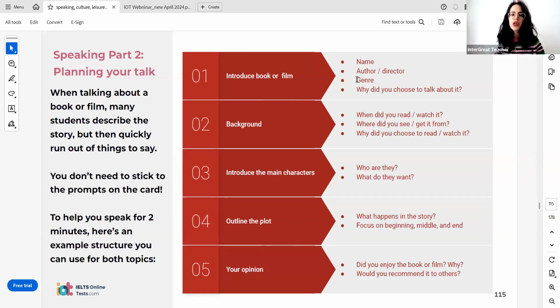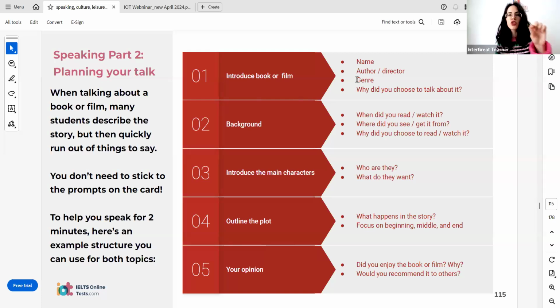Then in part three, you will introduce your main characters. So who are they? What do they want? Then you outline the plot. Plot means the general story. So what happens in the story? What happened at the beginning? What happened in the middle? What happened at the end? And finally, what's your opinion? I think by following these 5 steps, you will be able to talk about the film or book.